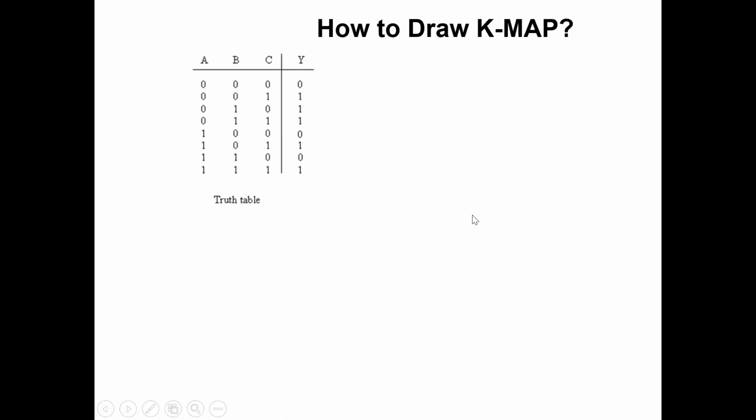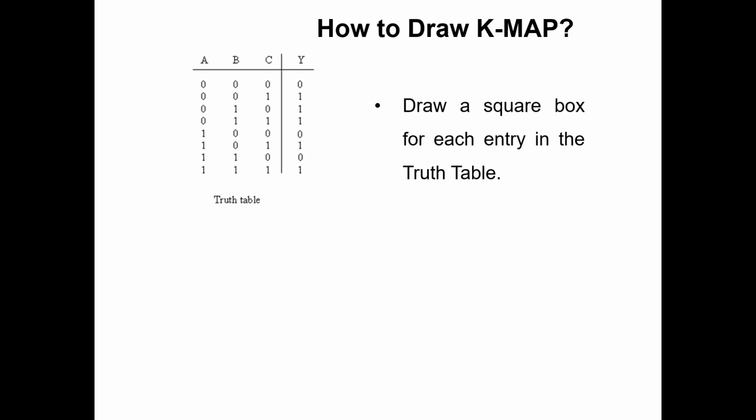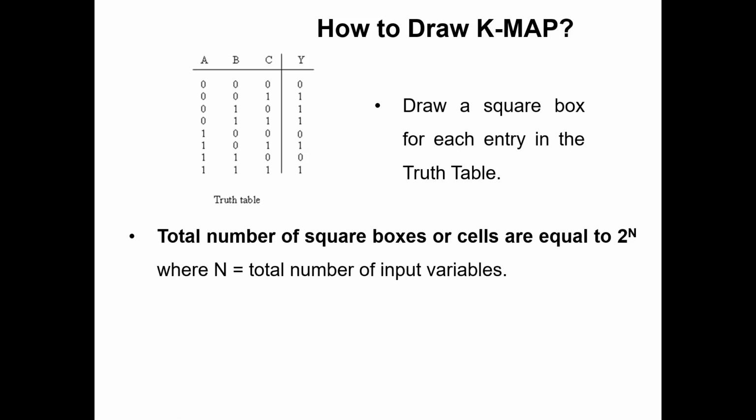How to draw a K-map? We have a truth table, and from this truth table we want to draw a K-map. We have three inputs A, B and C and one output Y. Draw a square box for each entry in the truth table. The total number of square boxes or cells is equal to 2 raised to the power n, where n is the total number of input variables. Here we have 3 variables, so the total number of boxes will be 8. 2 raised to the power 3 is equal to 8.